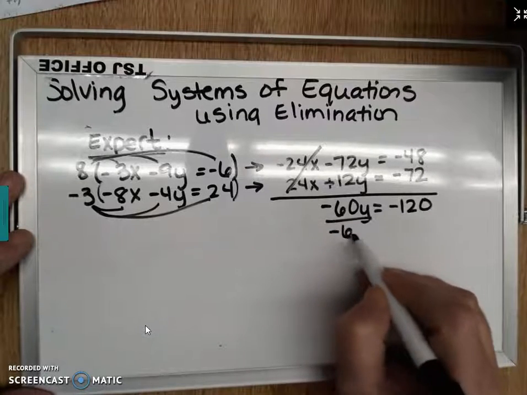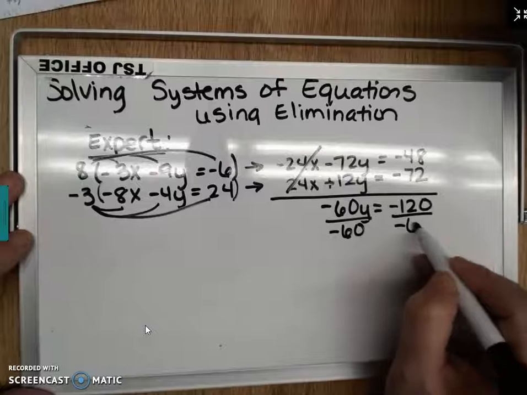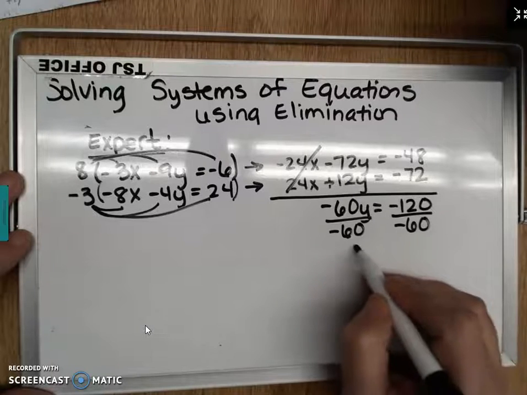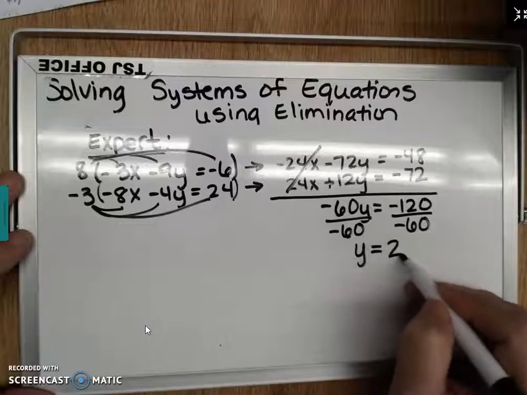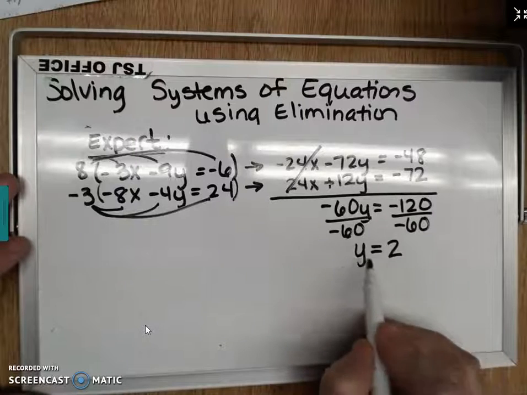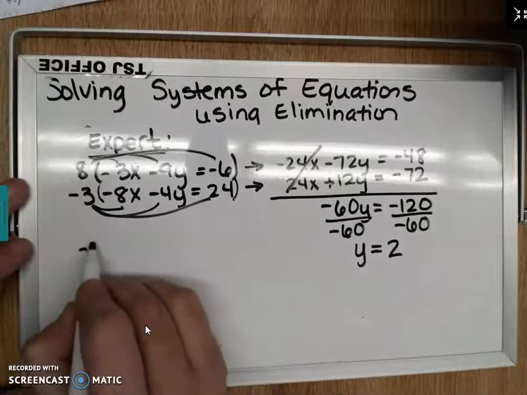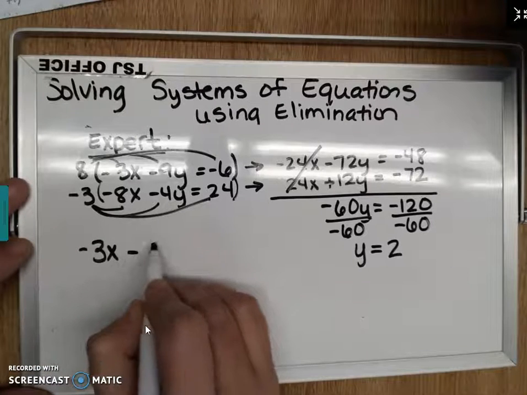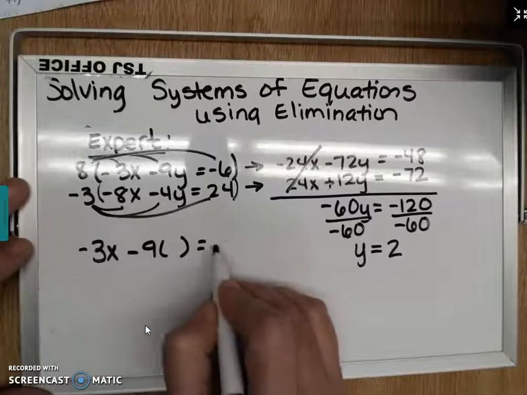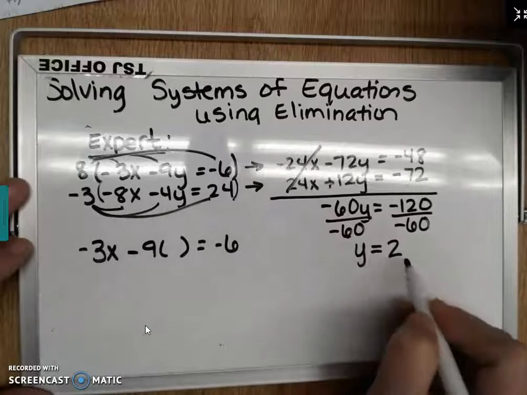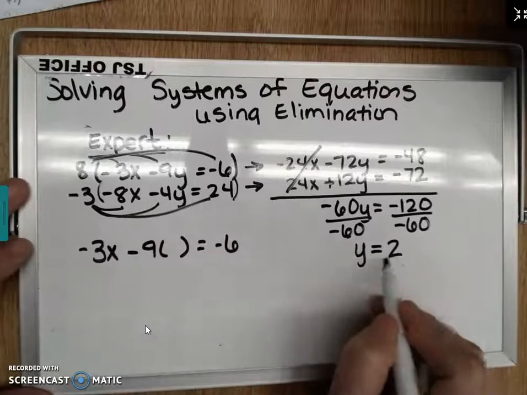I can solve that by dividing both sides of the equation by negative 60, and that will give me y equals positive 2. Now I can use substitution again to plug the 2 in for one of the y's. So if I take the top equation, negative 3x minus 9y equals negative 6, and I can substitute that y with this 2.